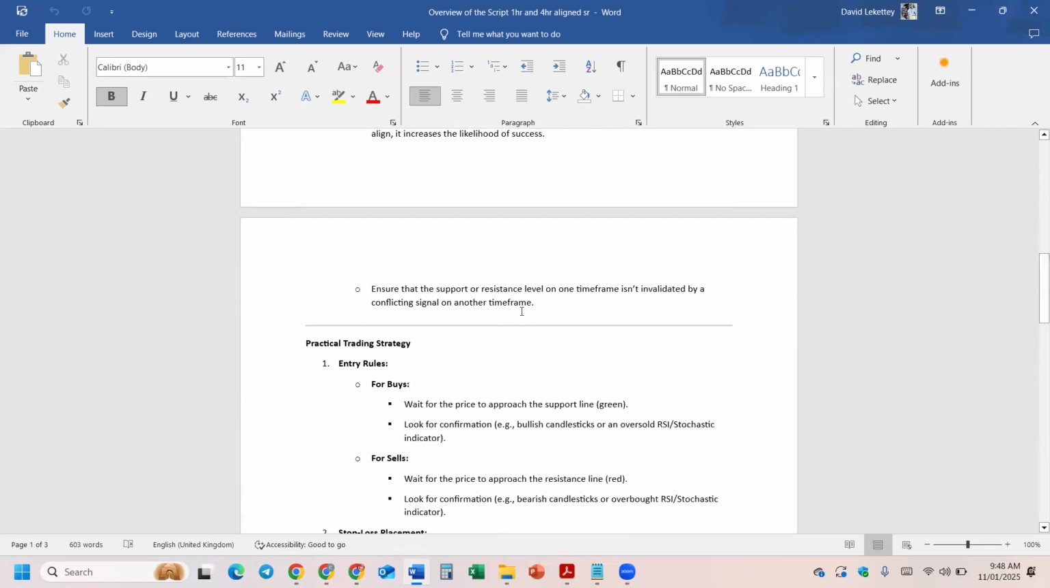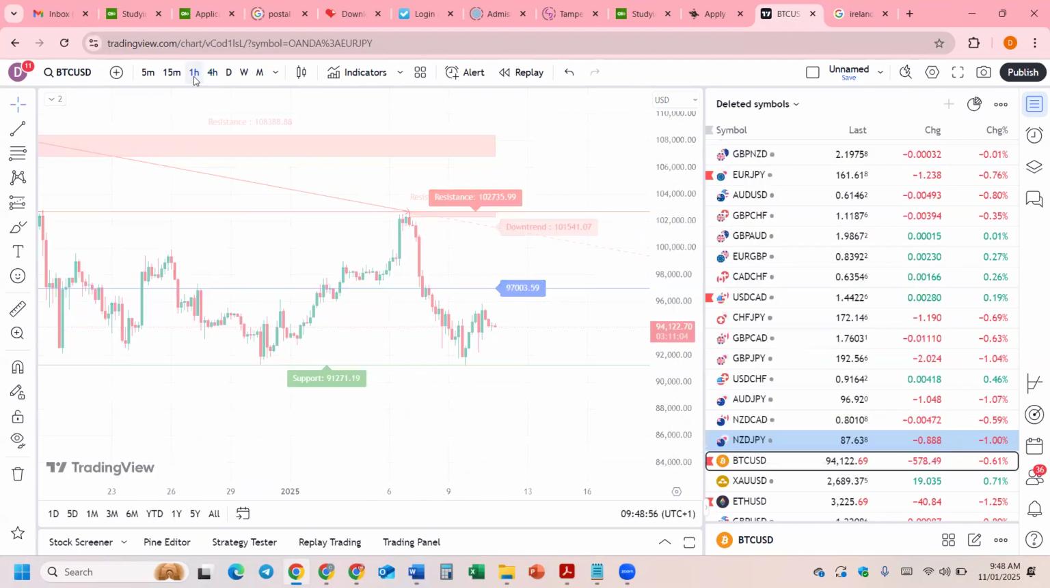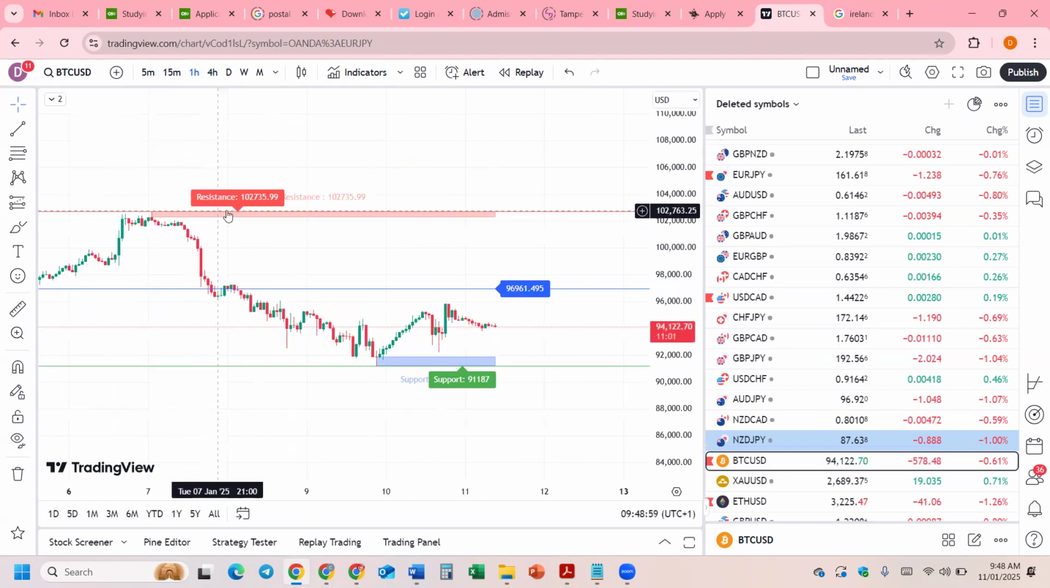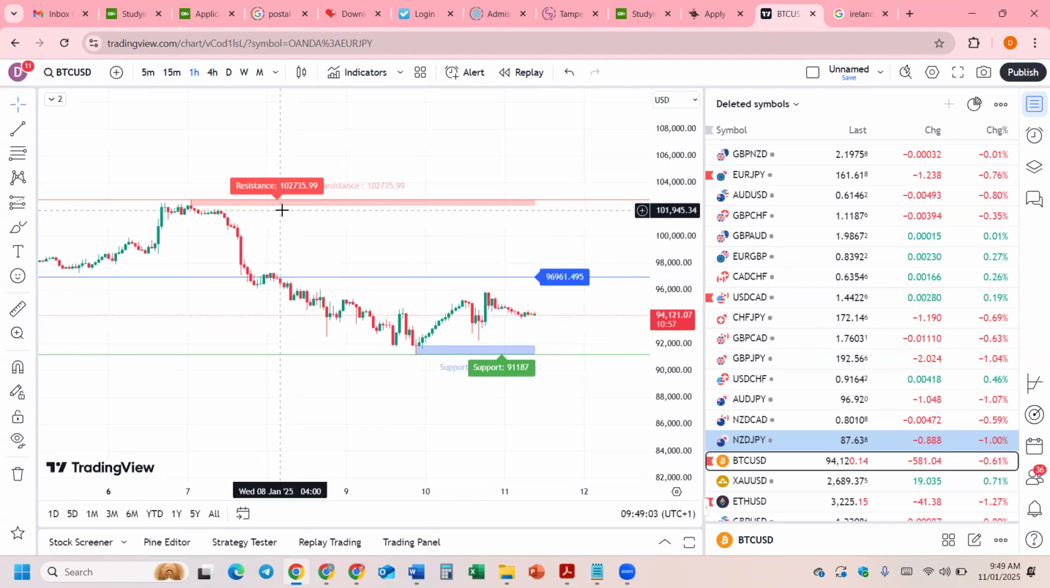Ensure that the support or resistance level on one time frame isn't invalidated by a conflicting signal on another time frame. So you have to confirm, like I said, that if I go over, you have to confirm. You can see the 4 hour created a resistance, and the 1 hour also created a resistance of the same values.